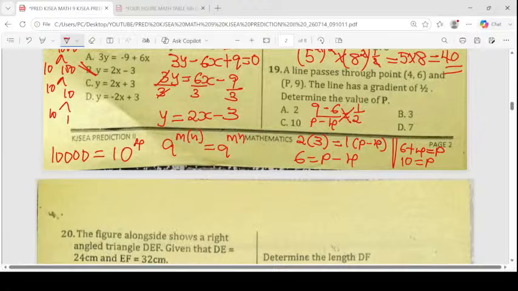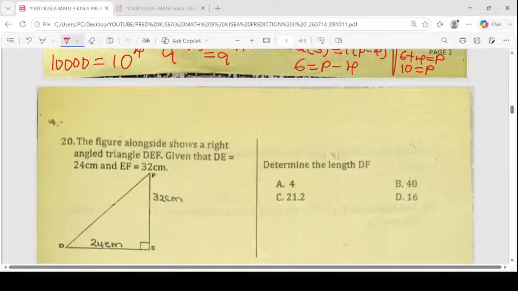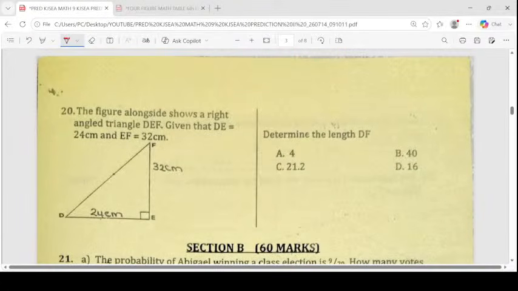So when they ask you the value of P, the value of P, learners, is exactly 10, which is choice C for cat. Choice C for cat. Let us look at question number 20.